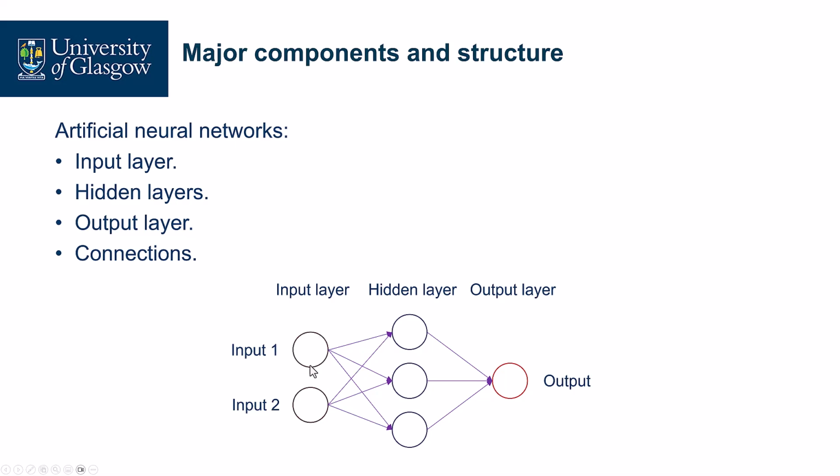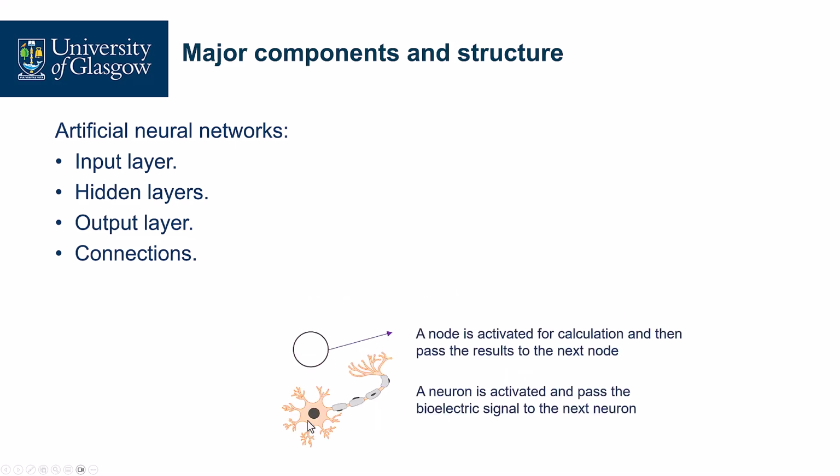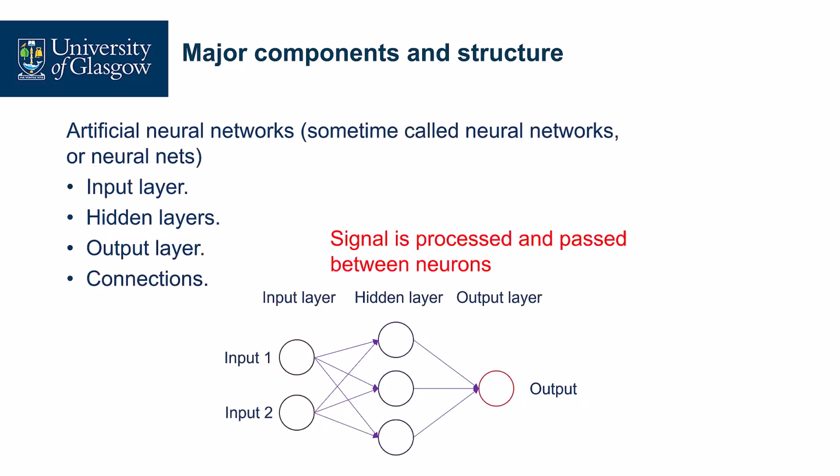So now we look at this node, right? This is like a neuron in the real world. In the real world, what does a neuron do? In biology, it is activated and passes a bioelectric signal to the next neuron. So we can do the same thing for this node. This node can also be activated, do some calculation, and pass a result to the next node. So node by node, the neural network is constructed. In this way, the signal is processed and passed between the neurons.